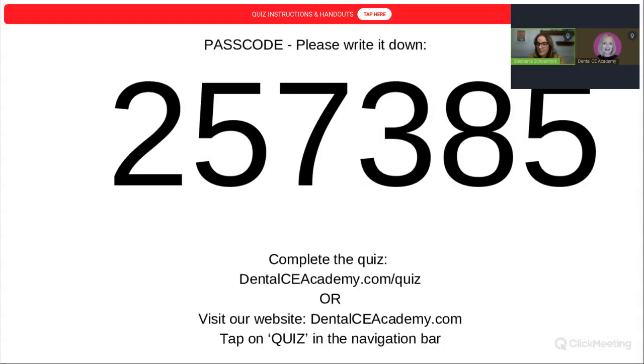What percentage should be for general office spending budget? Usually it's 4 to 6% of production or adjusted collections.